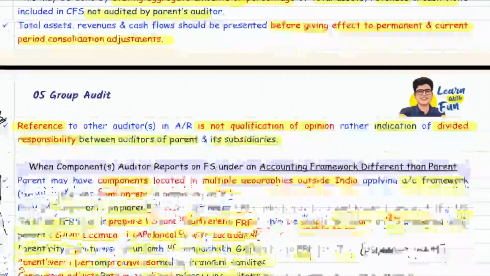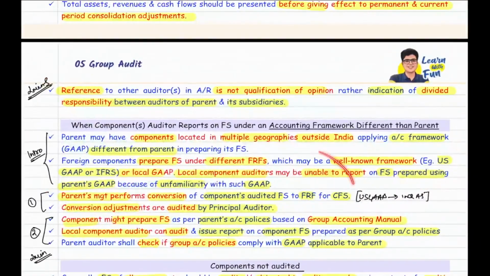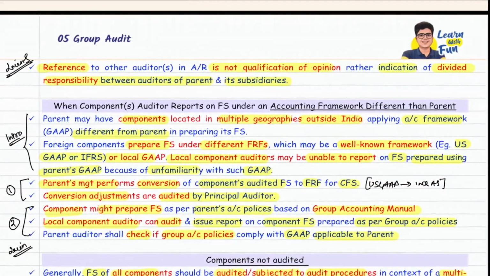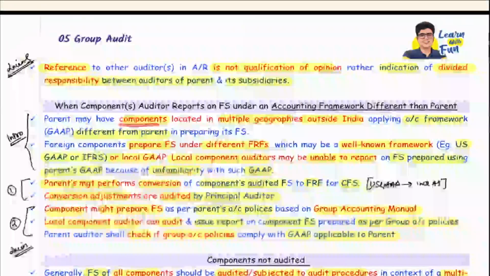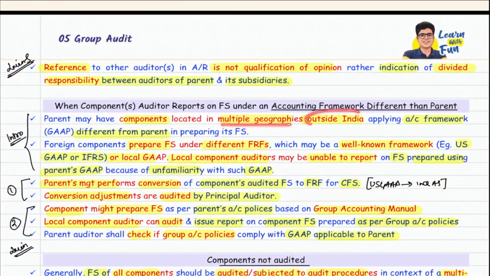Please come to your notes. Sir, all this we covered by the chart? Yes. See, first of all, the introduction part. Parents may have components located in multiple geographies outside India, applying an accounting framework different from the parent. Foreign components prepare the financial statement under a different FRF, which can be well known like US GAAP or IFRS, or it can be a local GAAP. Local component auditors are not able to report on the financial statements prepared using the parent's GAAP because of unfamiliarity with that GAAP. So you just understand that the GAAP is different.